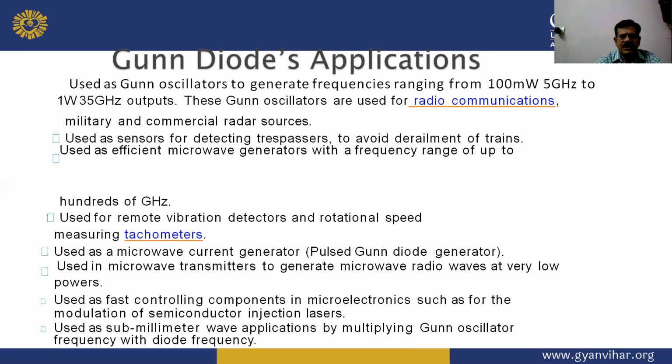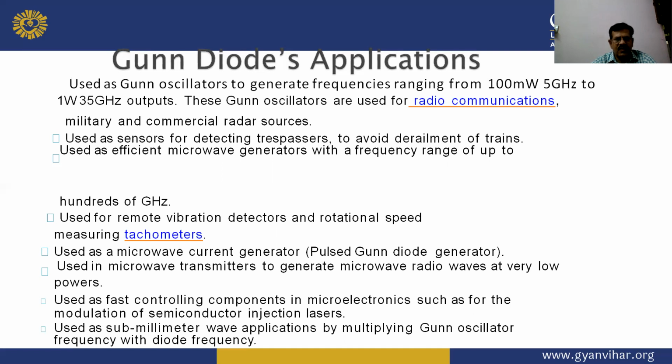What are the applications of the Gunn diode? There are some applications of Gunn diodes. The Gunn diode is used as an oscillator to generate frequencies ranging from 100 milliwatt at 5 gigahertz to 1 watt at 35 gigahertz output. These Gunn oscillators are used in radio communications, and military and commercial radar sources.